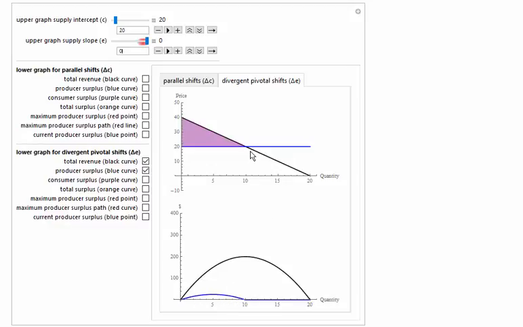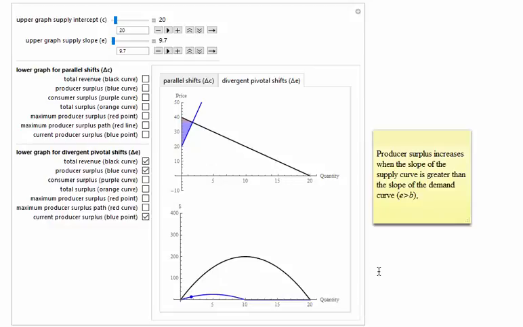There it is, there's our producer surplus. Notice the maximum output I can get is 10 units in this example. And so let's go up here and change our slope. Let's show our current producer surplus. Notice our current producer surplus is increasing. It reaches a maximum and then starts declining. So there we have it.